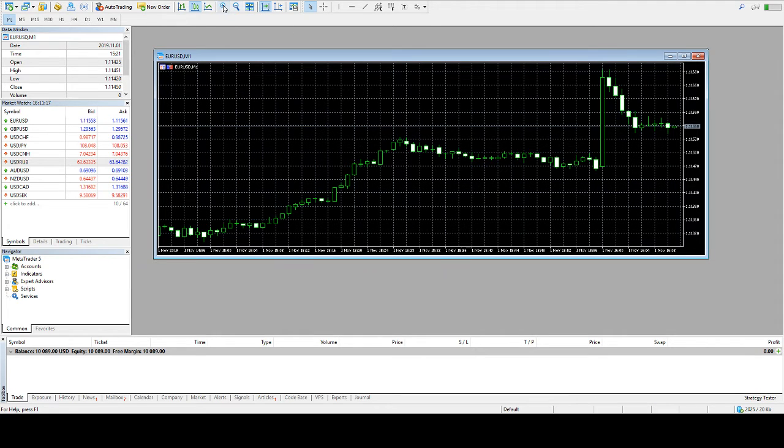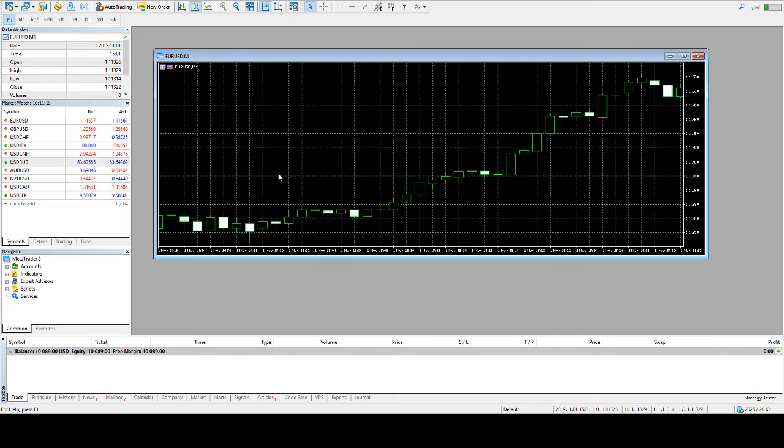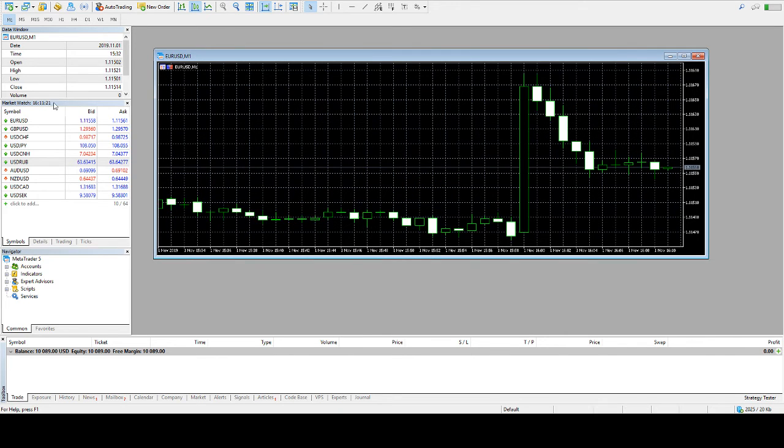So something that might not look super familiar to you is this market watch. The market watch is the list of the different currency pairs that are being traded. So what's a currency pair? A currency pair is two different currencies and the exchange rate between them.